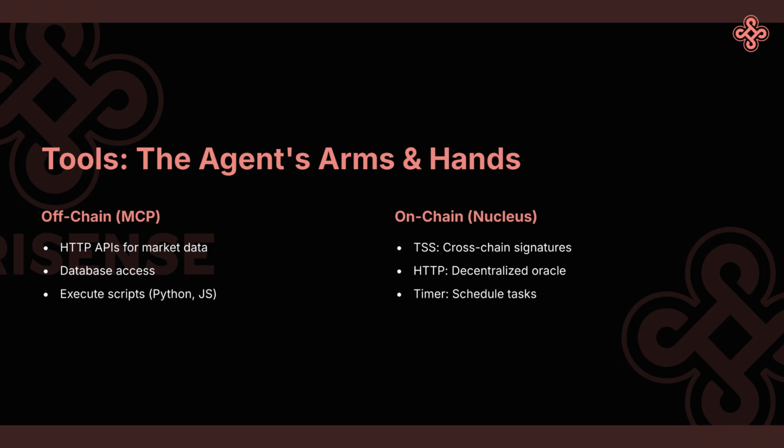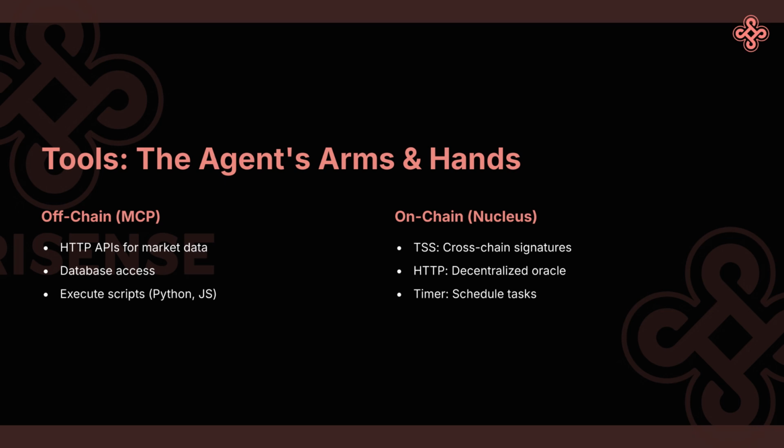One of the most powerful of these is the Threshold Signature Scheme, or TSS. This is essential for cross-chain operations. TSS allows a group of network nodes to collectively generate a signature that can authorize transactions on other chains, like Bitcoin or Ethereum, without ever combining their private key shares into a single key. This lets agents securely manage assets and interact with decentralized apps across different ecosystems.